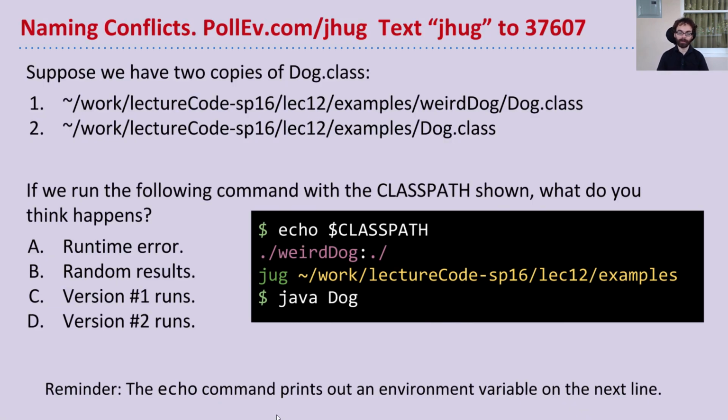Okay, so here's a question for you to ponder. Of course, as online students, just pause and think a little bit, but let's suppose now that we have a situation where my class path is ./weirdDog and ./. And let's suppose further that we're running this code from the folder ~/work/lecture code/spring 16/lecture 12 examples, and that there is a copy of dog in the current folder, this one, and there's also one in a subdirectory called weirdDog. So what I want you to do is think about this and say, if we run this command with the class path shown, what do you think happens? I actually haven't told you enough to resolve the question, but I want you to formulate a hypothesis. First understand the question, and then come up with a hypothesis. So pause me. Okay, so I shall continue.